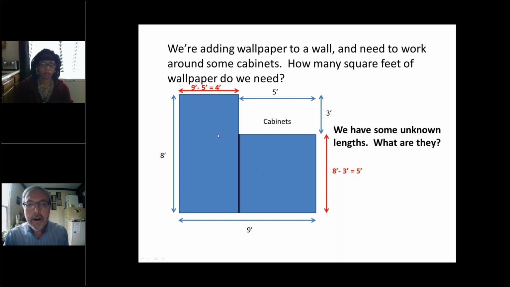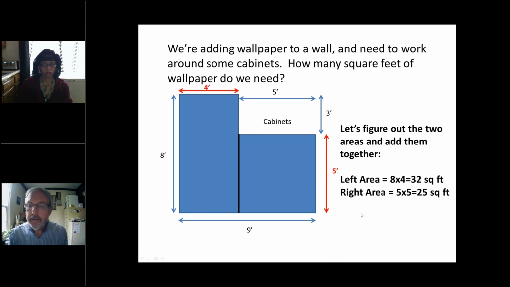So now we know that this rectangle on the left is 8 feet by 4 feet, and that this shape on the right is actually a square. It's 5 feet by 5 feet. So we can take those two and figure out what the area is by adding up the areas of both of these shapes.